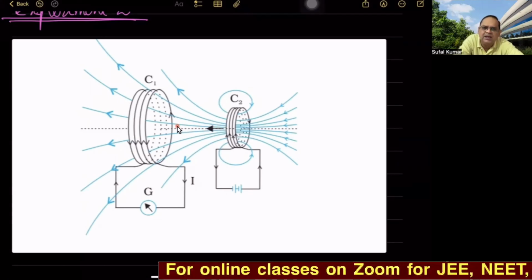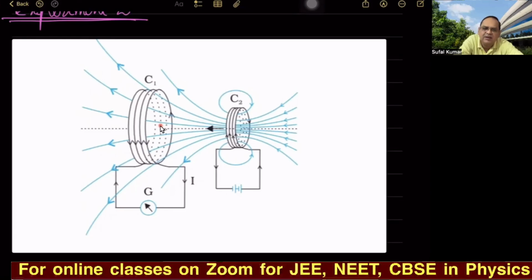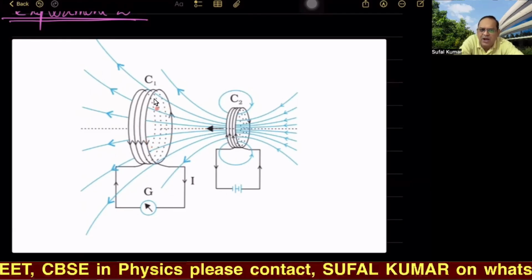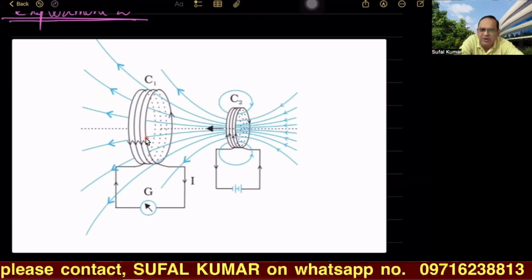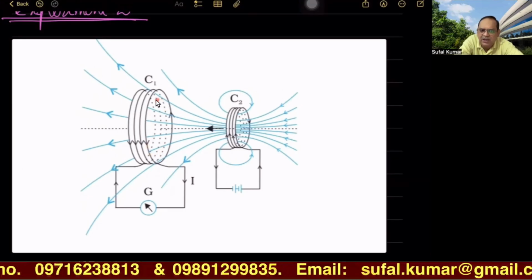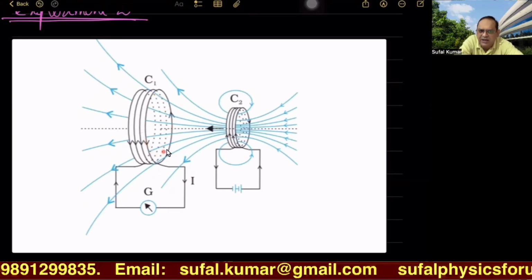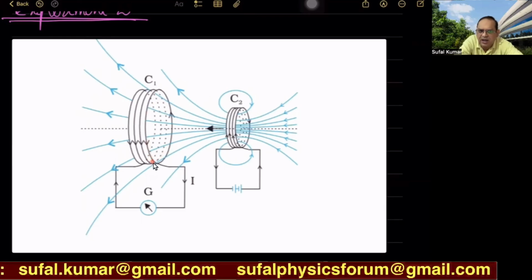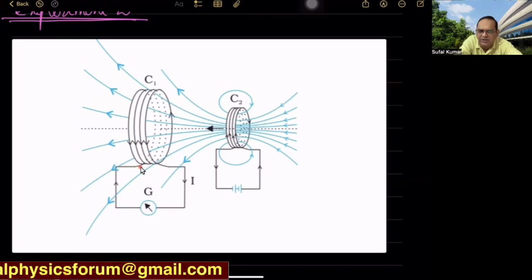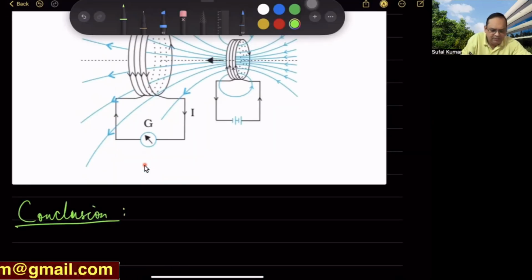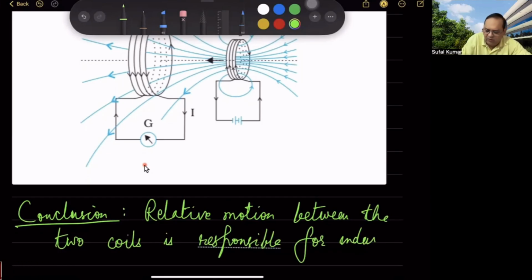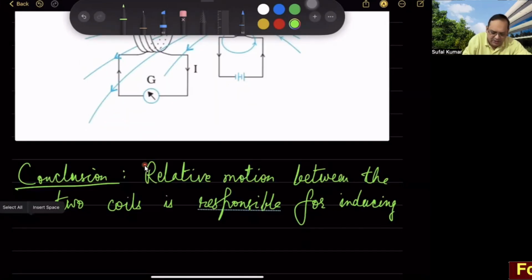So again, same story: for the approaching north pole, this coil will be trying to repel. In order to repel, it will have to generate a north pole. For that, it will have to generate anti-clockwise current. Relative motion between the two coils is responsible for inducing electric current.